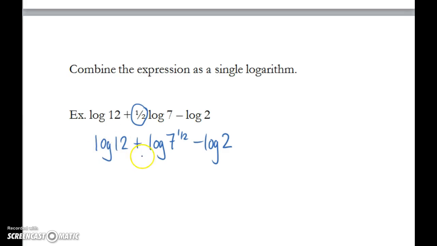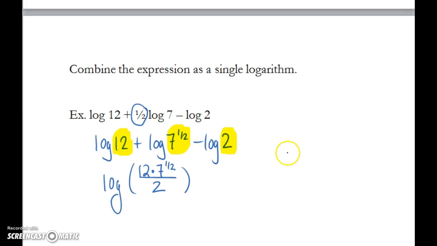All right, so let's condense into a single logarithm. So it's going to be one big log. And we have to ask ourselves, what are we doing with our arguments? What are we doing with the 12, the 7 to the 1/2, and the 2? Well, we're adding 2 logs to get the 12 and the 7 to the 1/2. So because we're adding, we're going to use our product rule. So we're going to multiply 12 and 7 to the 1/2 power. And since we're subtracting the log 2, we're going to divide that argument too.